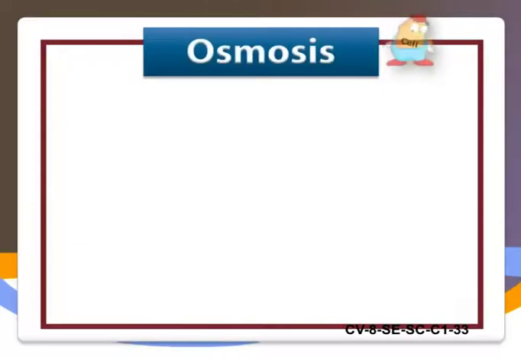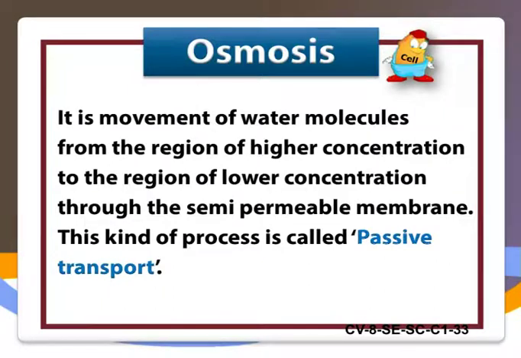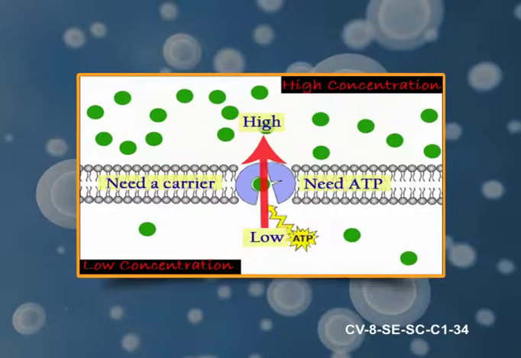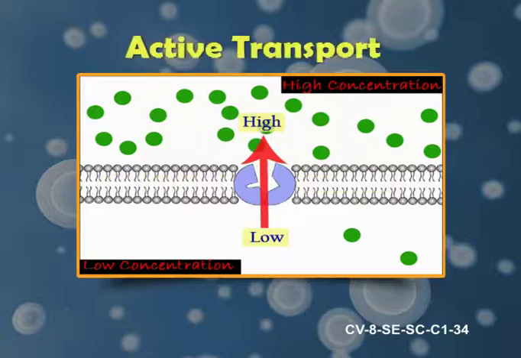Can you define osmosis now? Yes, you are right. It is movement of water molecules from the region of higher concentration to the region of lower concentration through the semi-permeable membrane. This kind of process is called passive transport. So this is once again an important definition. Note it down in your notebook. Children, sometimes the molecules move from lower concentration to higher concentration also. This process requires energy. This is called active transport.